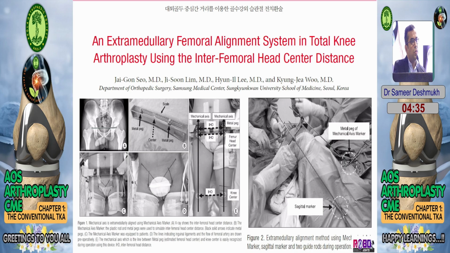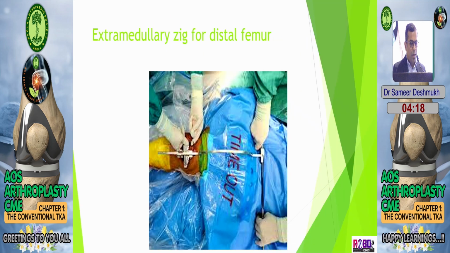You can also use, besides the intramedullary jigs, an extrafemoral alignment jig. But it is slightly cumbersome because of the drapes around, and it is really very difficult to do that. This is the only paper I found, from Seoul, Korea. This is how the extramedullary jig is used, and it is helpful in cases of extra-articular deformities, where we cannot put the intramedullary rod. Then you can use the help of this extramedullary jig to get that mechanical alignment.